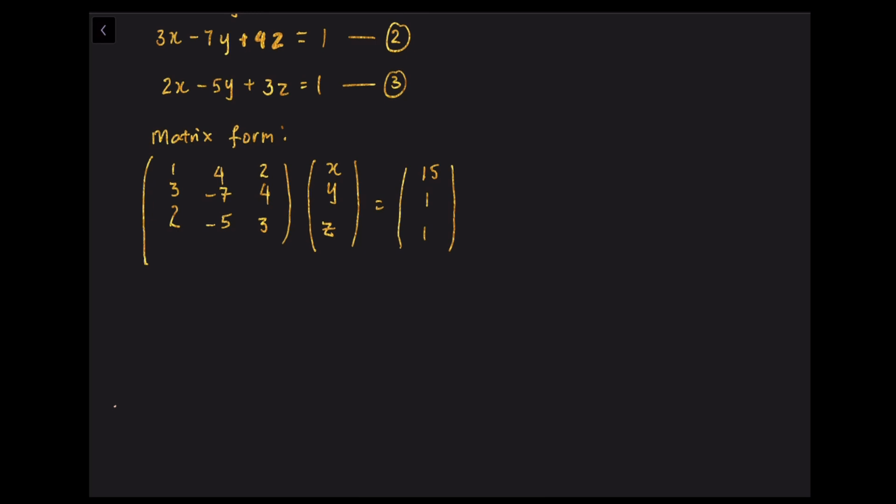So the 3 by 3 matrix on the left is known as the matrix of coefficients, or coefficient matrix. The 3 by 1 matrix immediately to the left of the equal sign contains elements which represent the unknowns for which we are trying to solve, the x, y, z. And the elements of the 3 by 1 matrix to the right of the equal sign represent the constants on the right hand side of equations 1, 2, and 3 respectively.